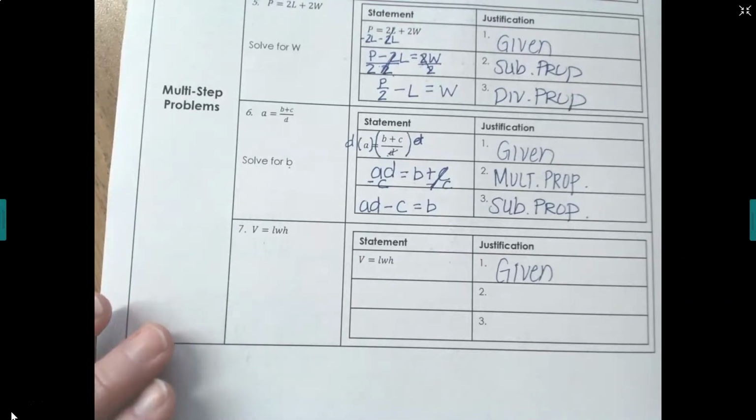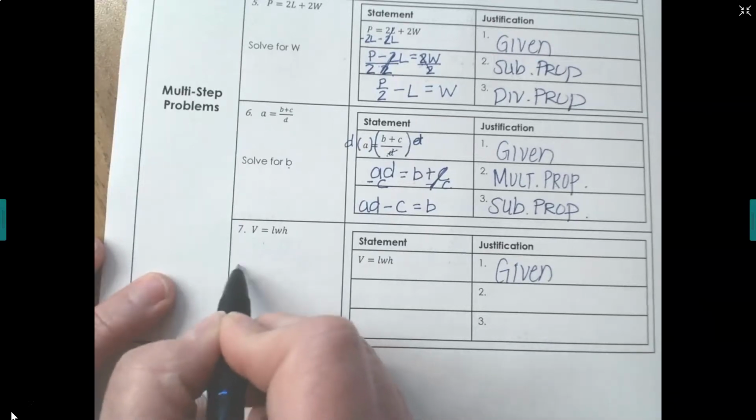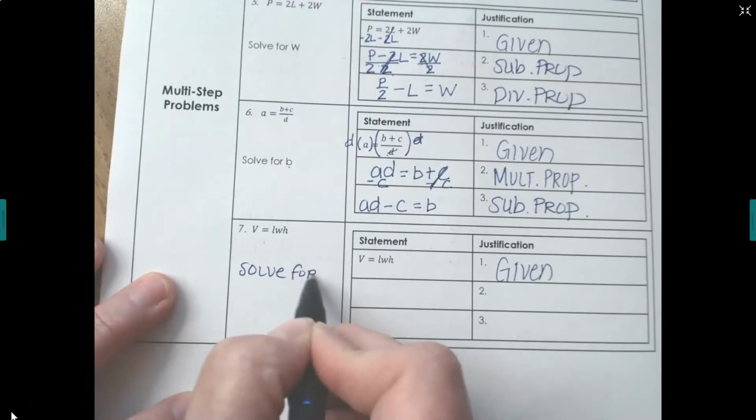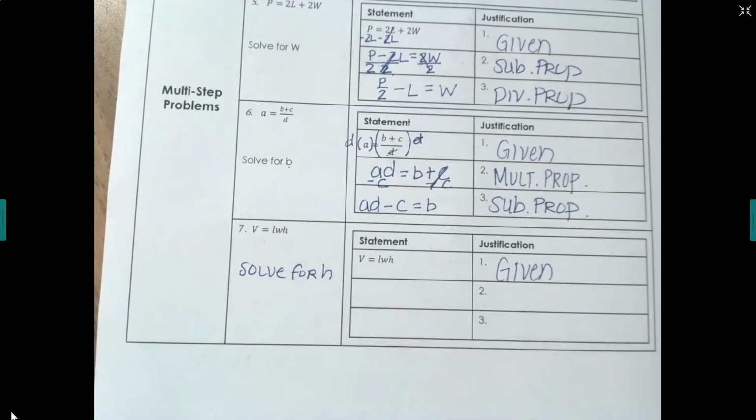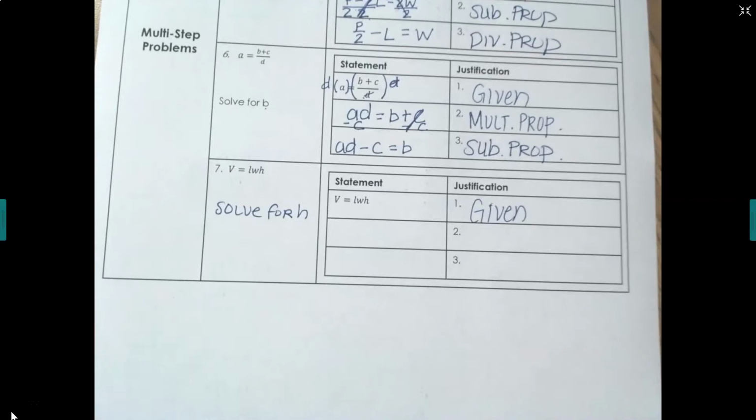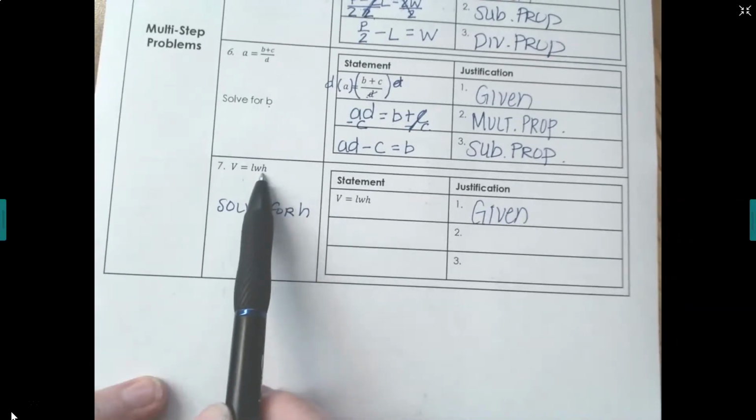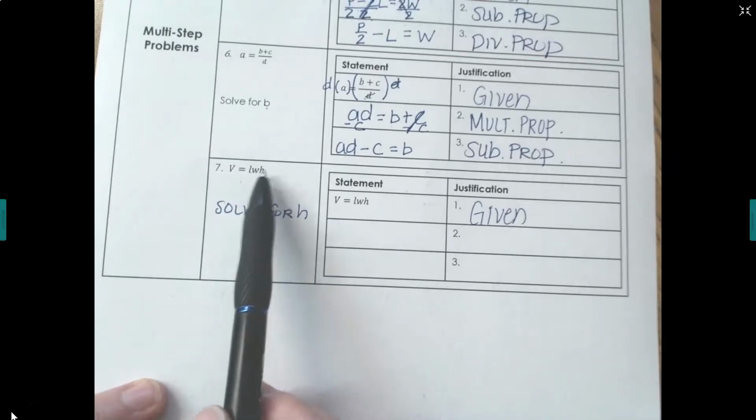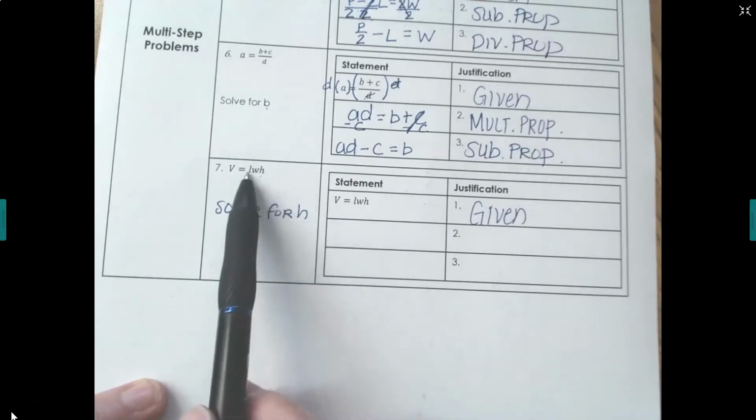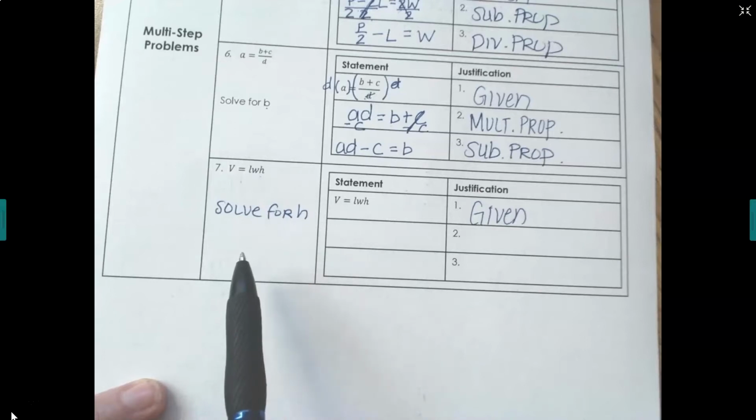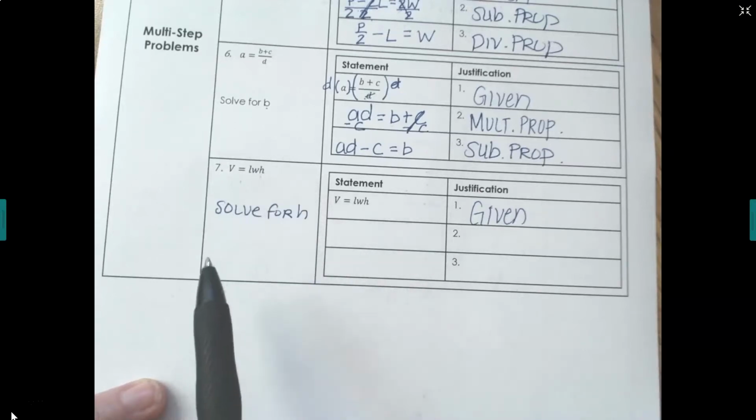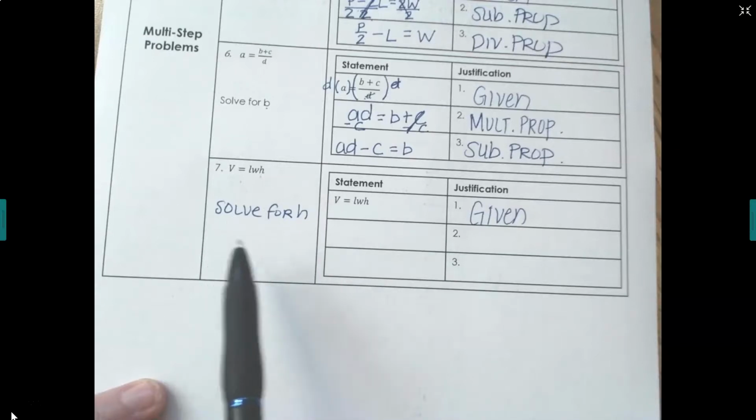So our last one here, 7, it doesn't say which one we want to solve for, so let's solve for H. Okay. Now, H is right there. Notice there is only one term on this side. There is no addition or subtraction, so LWH counts as one term. So this is really L times W times H. We got a lot of multiplication to go.